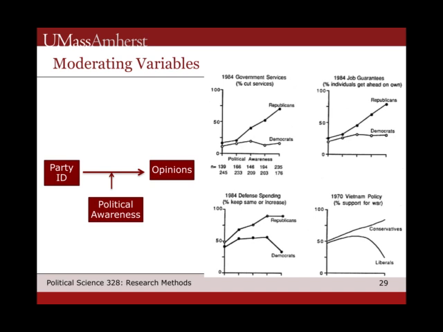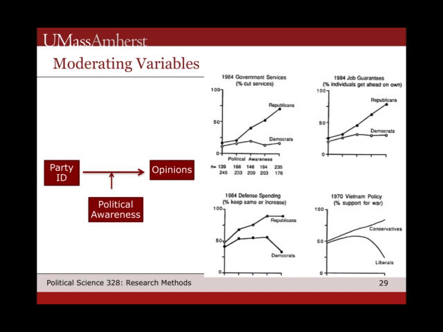This is out of John Zaller's 1992 book, The Nature and Origins of Mass Opinion, which is a classic in public opinion. And one of the interesting things he finds is that, in fact, with Vietnam policy, both Democrats and Republicans, even at the high awareness levels, were equally supportive early in the Vietnam War. It wasn't until the party elites diverged that you start to see this divergence between Republican and Democratic opinion. So those are examples of moderation.